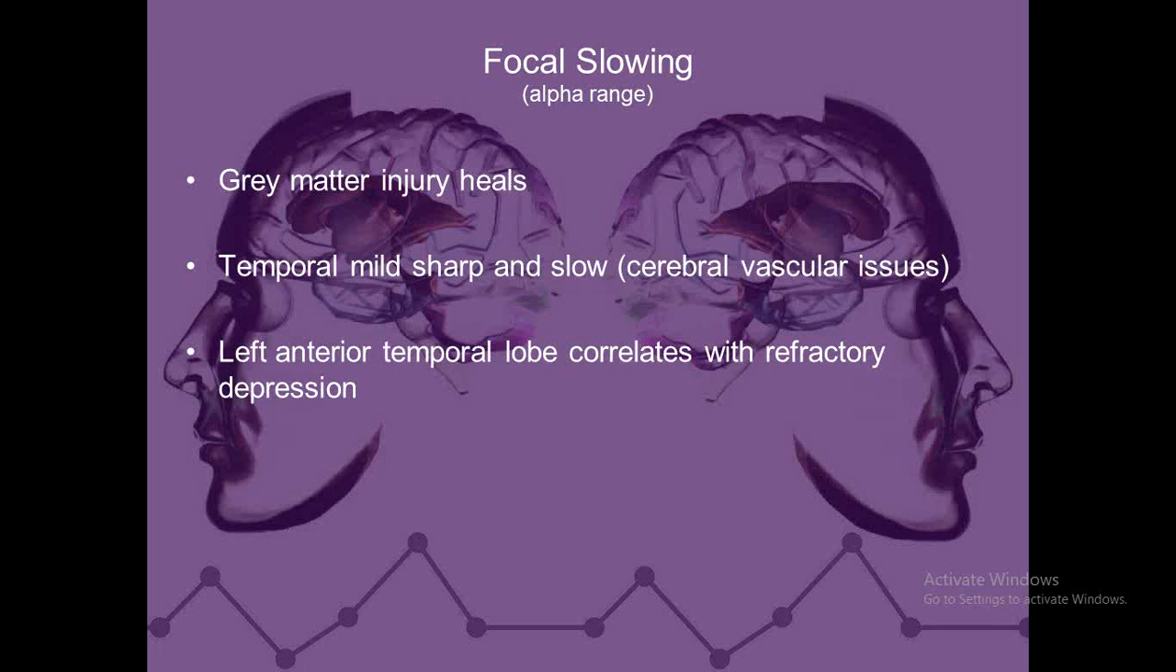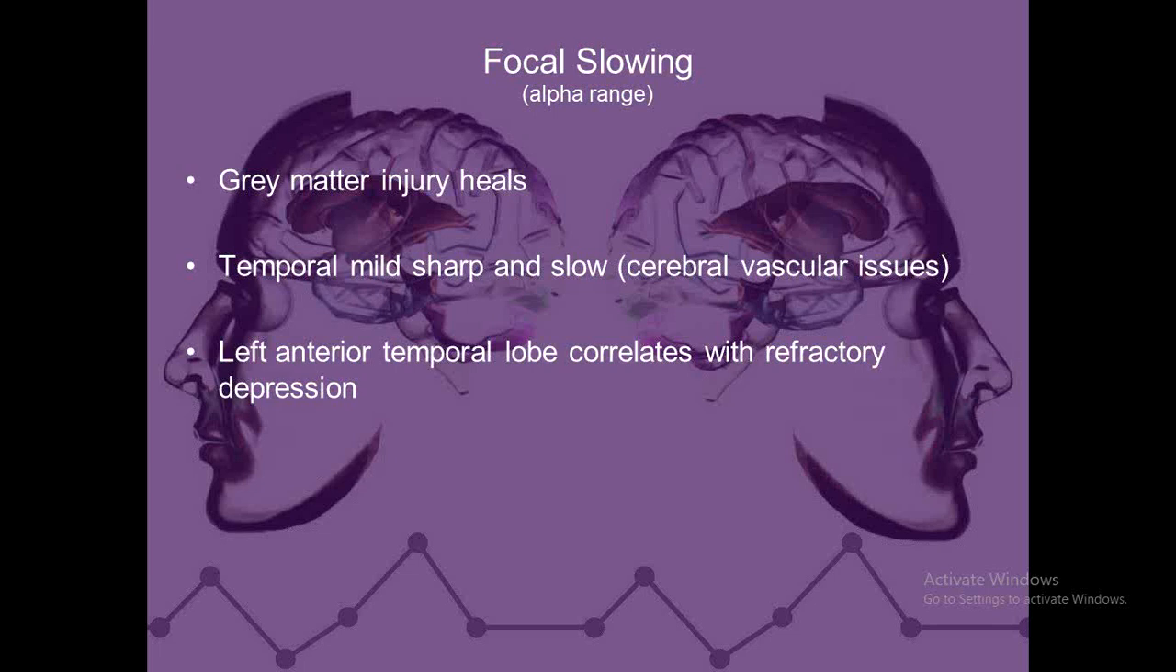Now there's another pattern called temporal mild, slow, and sharp activity. This is related to cerebral vascular issues. Again, this is something that should be called by your electroencephalographer, because we can't call it. Distinguishing this from other abnormalities on the EEG is kind of difficult to do. It's kind of understated in the EEG, but a good electroencephalographer can pick up on this, and I'll tell you some cases where we've had that.